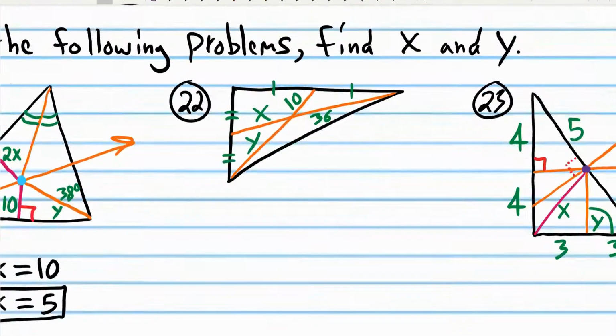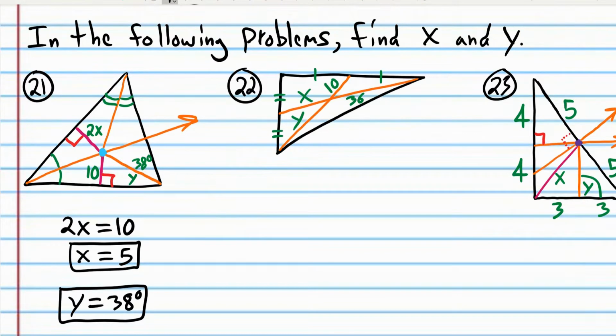So now on to 22. I know that these are medians. These orange segments are medians. The reason I know that is because they start from a vertex and they go to the midpoint of the opposite side. And the reason I know that that's a midpoint obviously is because of these tick marks, right?